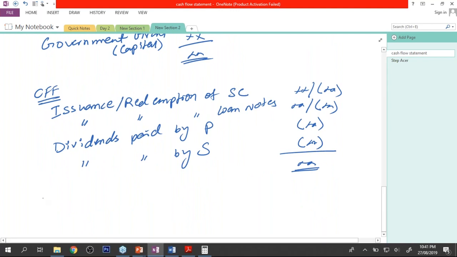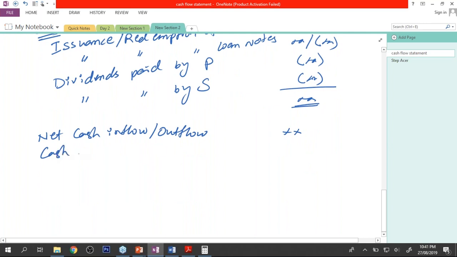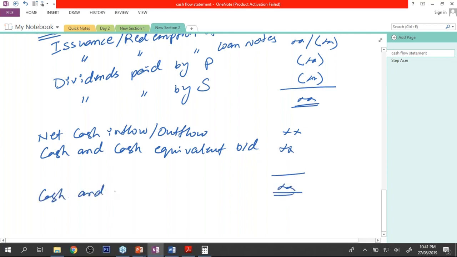Okay, now at the end, what do we get? We get the net cash inflow or the outflow. This is the sum of all of the three activities: operating plus investing plus financing. And then we are going to add the cash and cash equivalent brought down to get the cash and cash equivalent carried down.